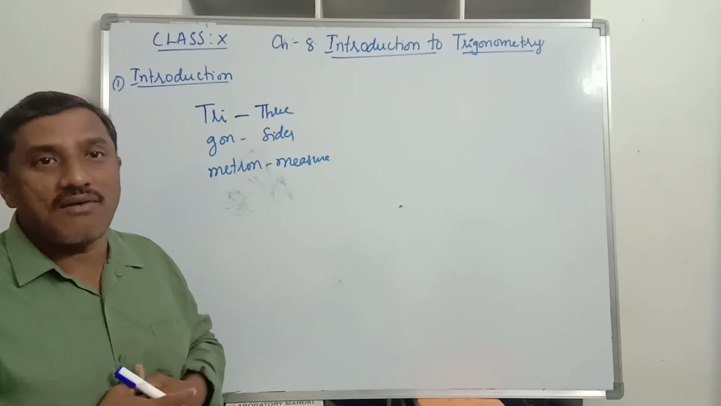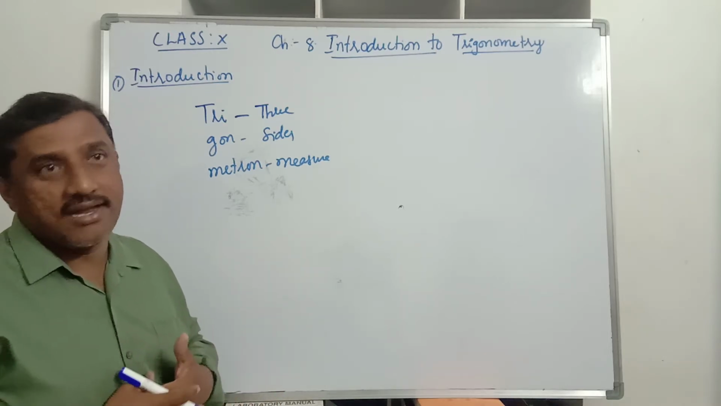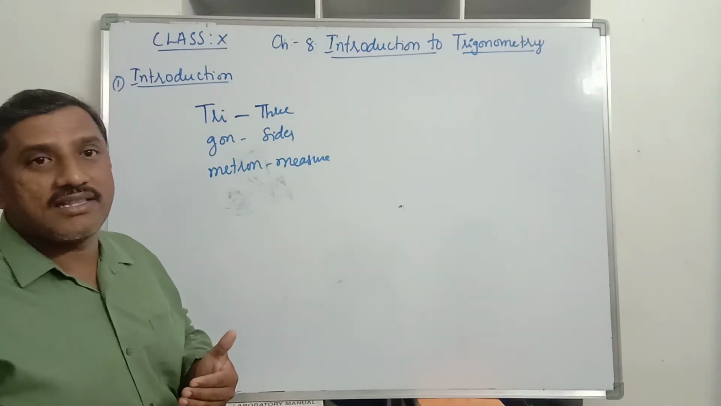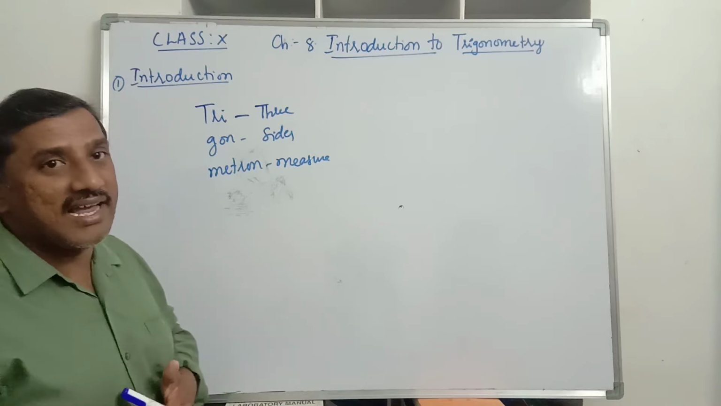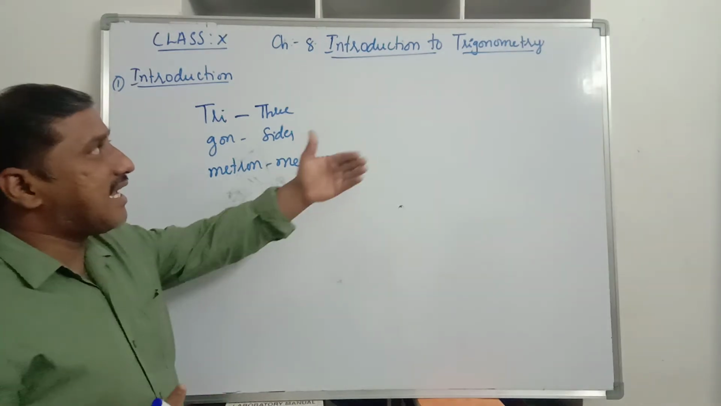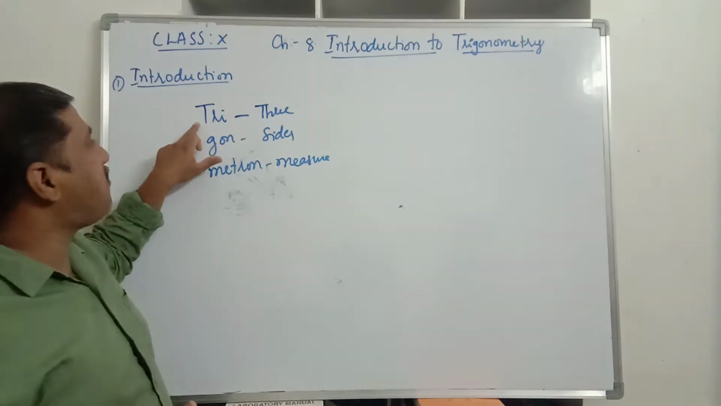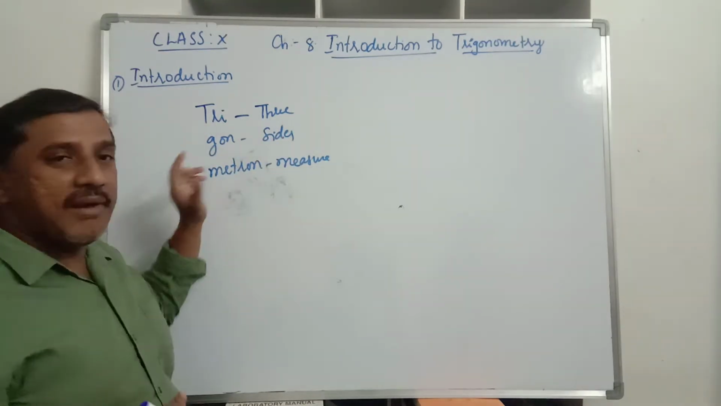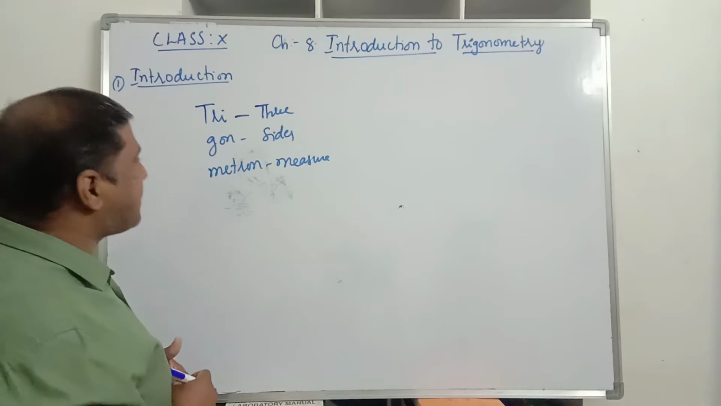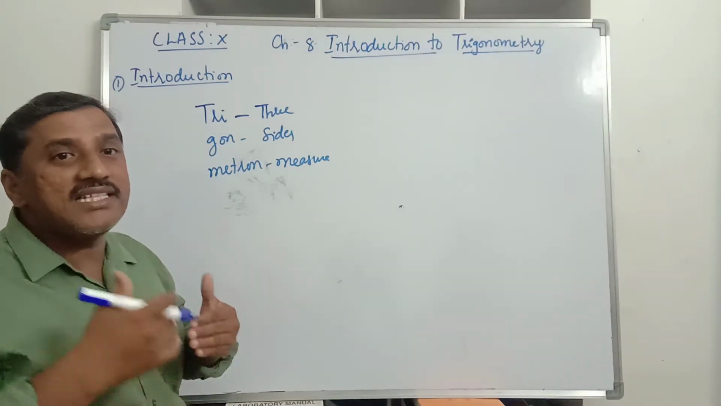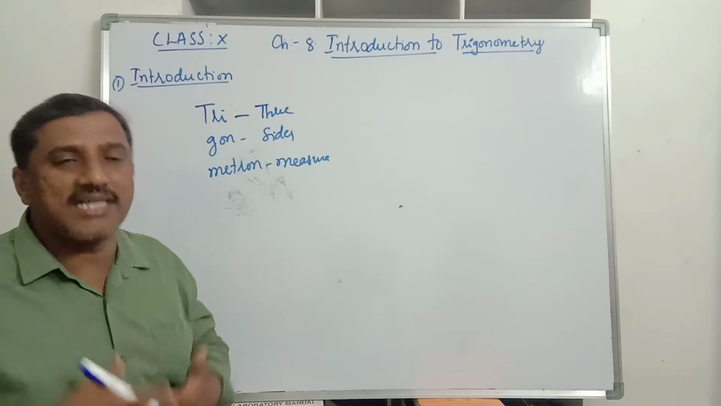Sides and angles of a triangle. Any triangle we can consider. Trigonometry is a branch of mathematics which deals with the sides and angles of a triangle. The word trigonometry is derived from Greek words. Tri means three, gon means length of the sides, and metron means measure. That is the three-sided figure, which is nothing but the triangle.